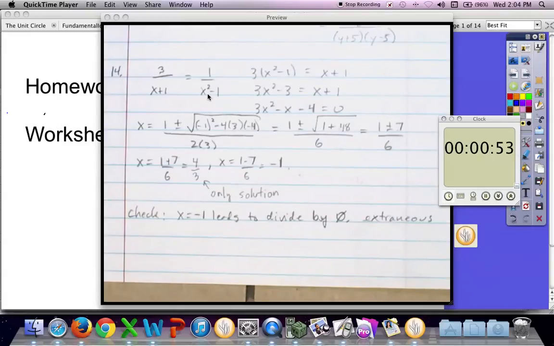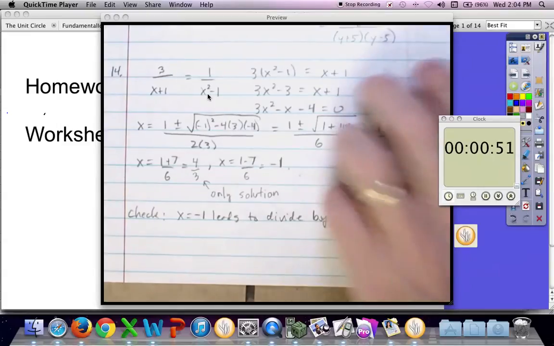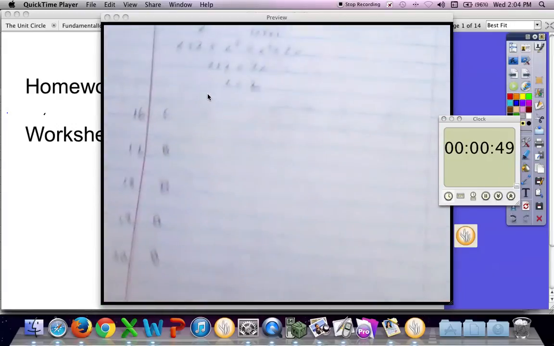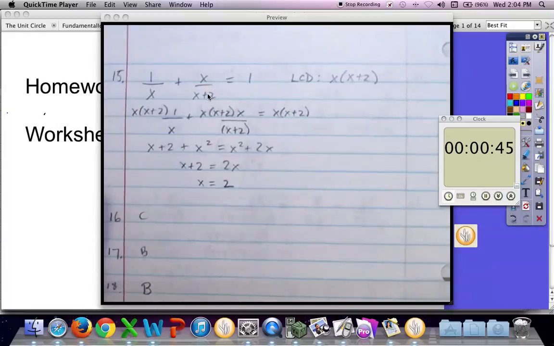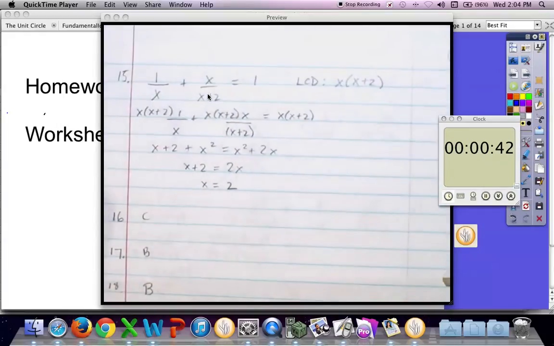Okay. And the 15 was this one here. And again, with this one, we don't have the option of cross multiplying because it's not a fraction equals a fraction. You're going to have to find the least common denominator. In this case, it was x times x plus 2.